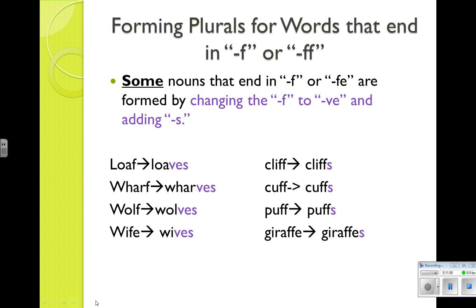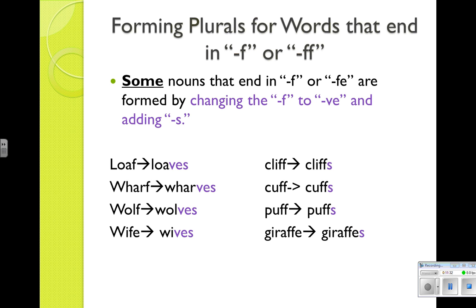All right, your last rule for the day is what to do if your noun ends in F or a double F. This one is tricky because some words follow this rule and some don't. The best thing I can tell you is to use spell check, check a dictionary, check your phone, or in the absence of any of those items, listen to the way you would say the word in a sentence. A lot of times that'll help you decide whether it does follow the rule or not.